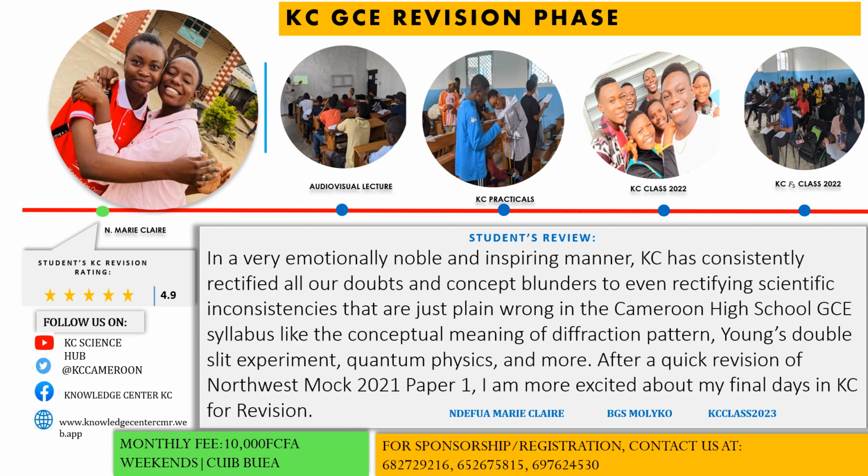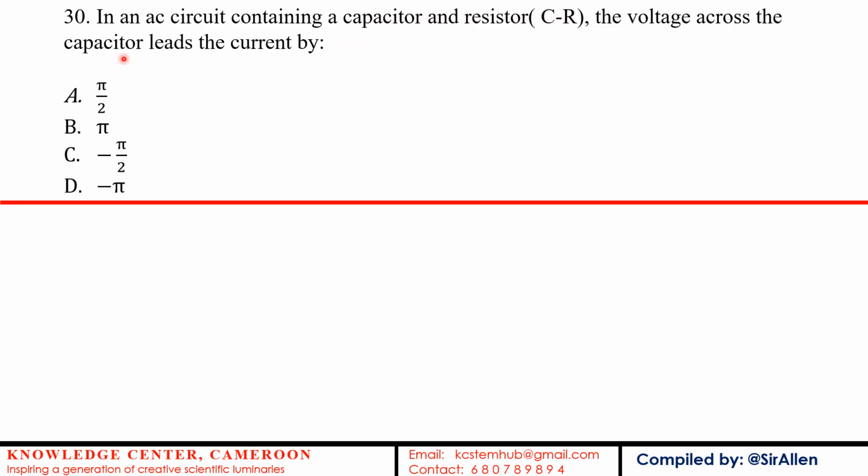All right, let's go. Question 30. In an AC circuit containing a capacitor and resistor, the voltage across the capacitor leads the current by what? That's very important because the voltage in the circuit would be different. Okay, let's look at it.